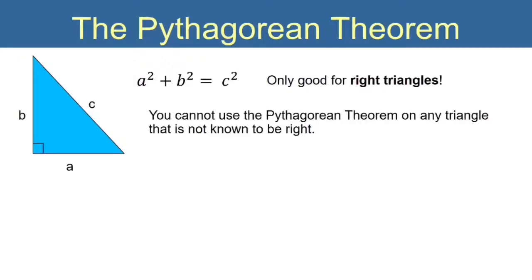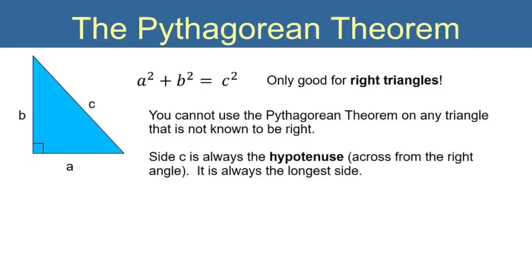So before you use the Pythagorean theorem, always look at your triangle and make sure that you see the square here in the corner that guarantees you that this triangle is a right triangle, or you should have some information in the problem that tells you that the triangle is a right triangle. Now the way that the triangle is labeled is important. I mentioned earlier that the legs are labeled A and B, and the hypotenuse always needs to be labeled C.